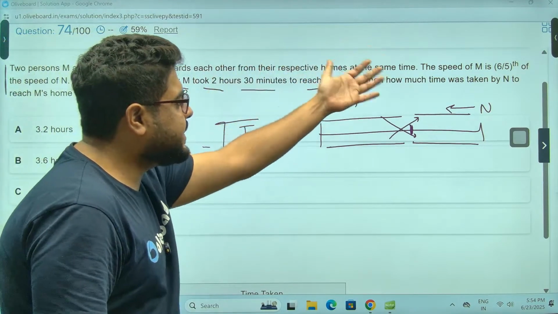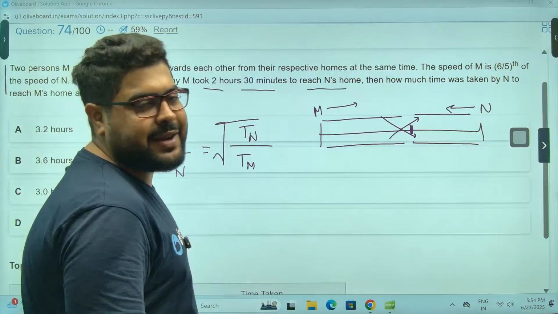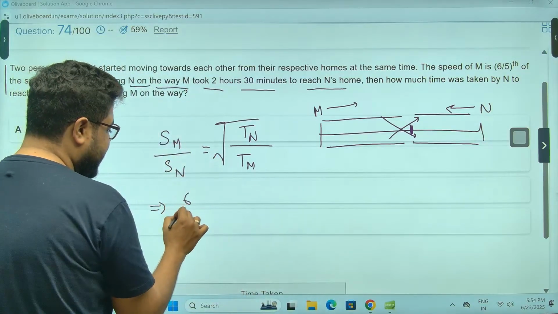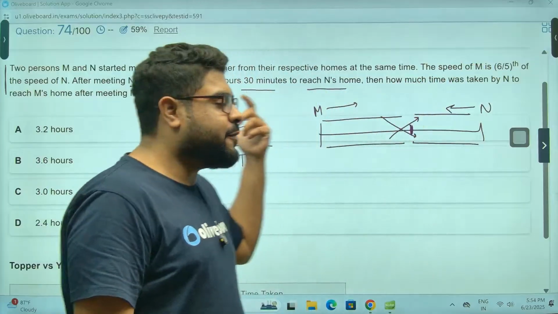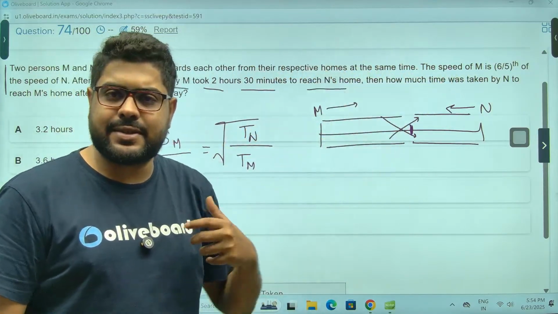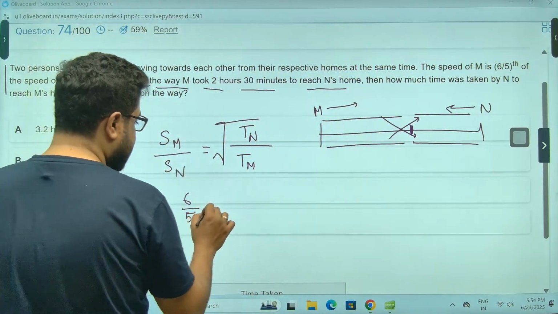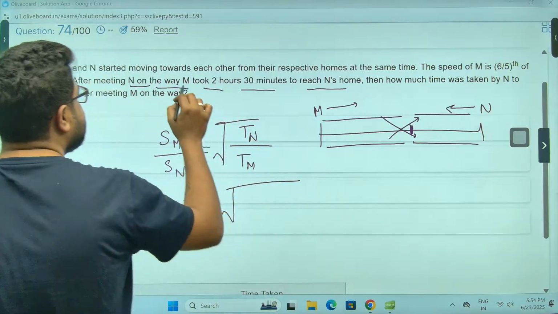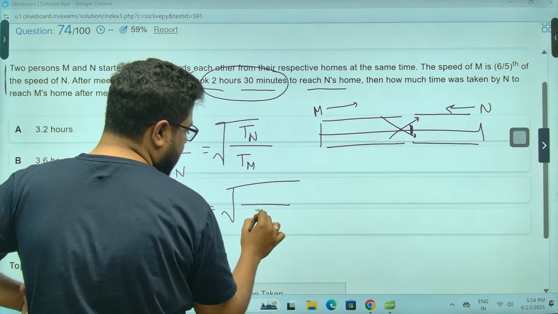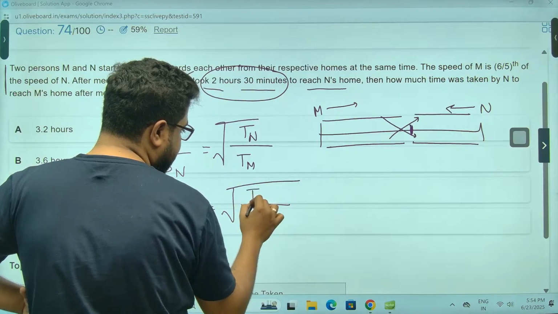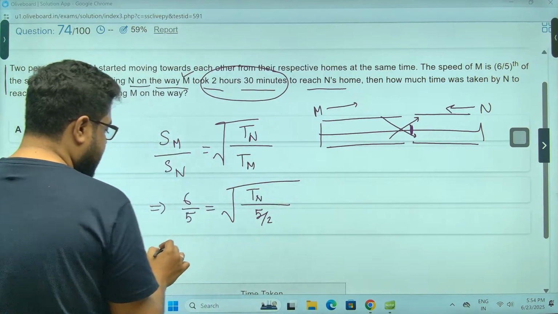Speed of M is 6 by 5 of speed of N. So this ratio is 6 by 5, sir. Correct? Because if speed of N is 5, speed of M is 6. So 6 by 5 direct. One of these is known, sir. M took 2.5 hours, meaning 5 by 2 hours, and I need this value. Okay? Sir, calculate.